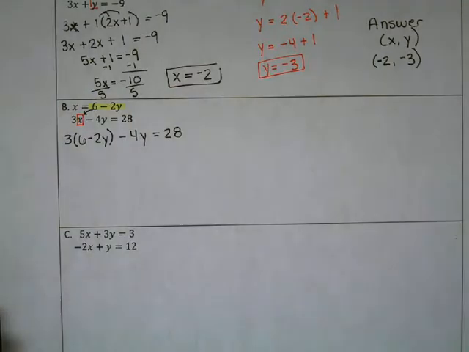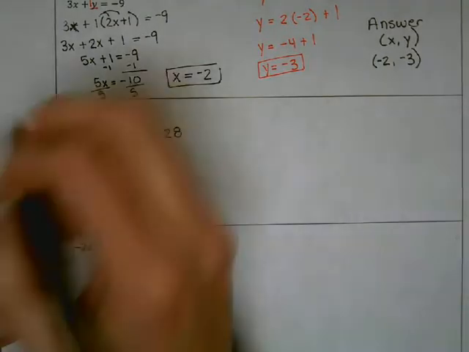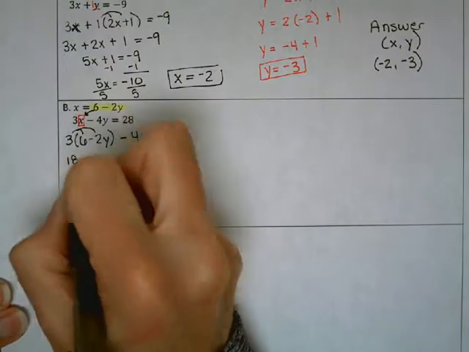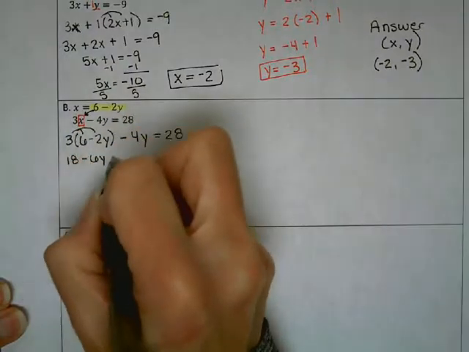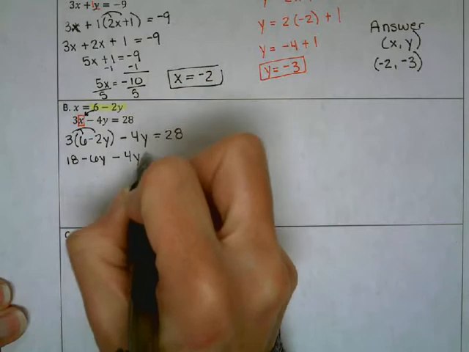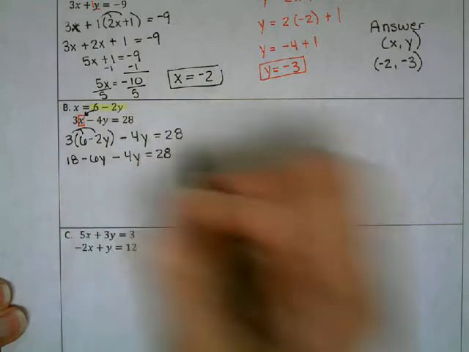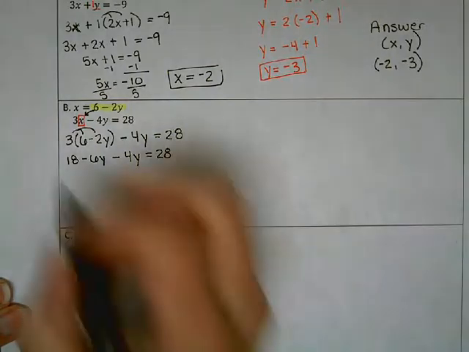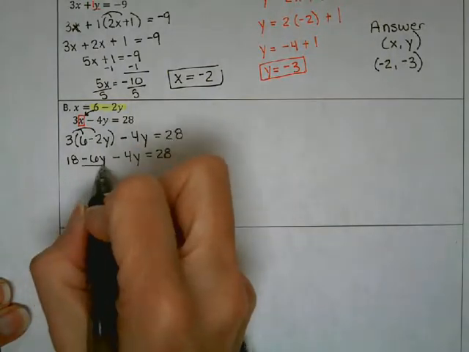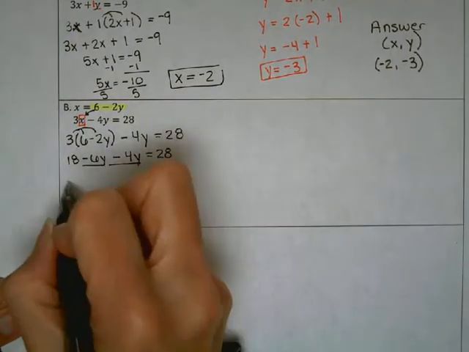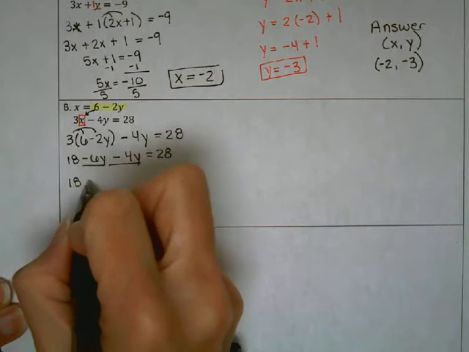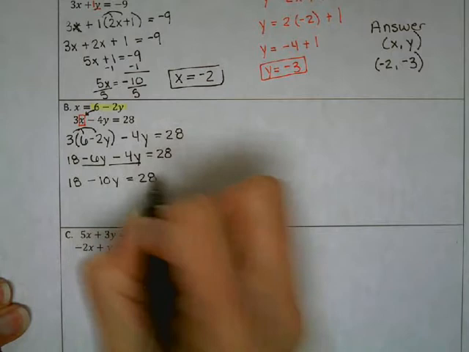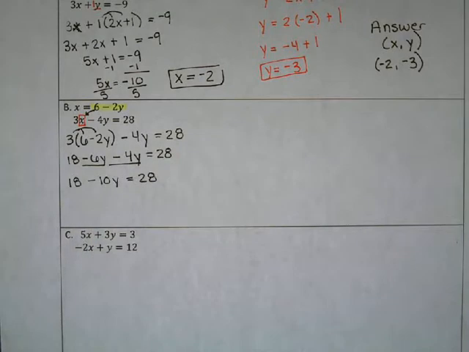Once you've substituted in, the next step is to distribute. Then bring down minus 4y equals 28. So substitute, distribute. Now we're going to combine like terms. So we have a negative 6y minus 4y. That gives me minus 10y. So that was our combining like terms.